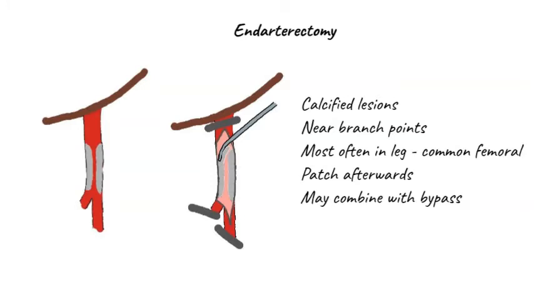At the end, the front of the artery is widened by stitching in a patch, and a lot of the time, a common femoral endarterectomy is needed to facilitate a bypass further down the leg.